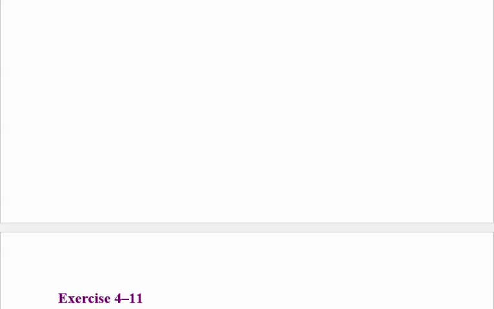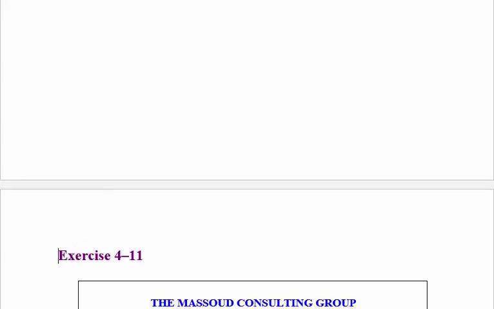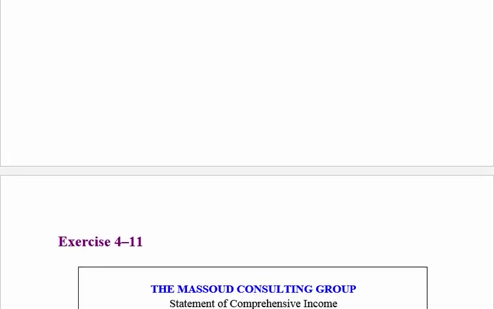We'll do the heading. Sometimes I like reading a portion of the problem, taking the information that I've already been given, and starting the problem. So we'll first do the heading, like I said, Masad Consulting Group. I may have said that incorrectly. Chances are I did. And this is the statement of comprehensive income.